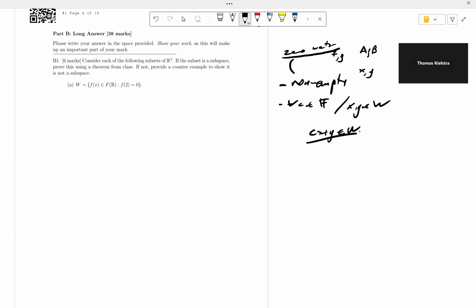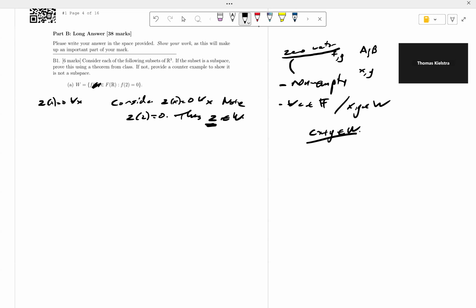So here, if I look at my functions, my zero function is z of x equals 0 for all x. So consider z of x, which equals 0 for all x. Note z of 2 equals 0. Thus, z is in W. And if you look at this, the z function is in W. Remember, W is a set of functions. So here, z is in W.